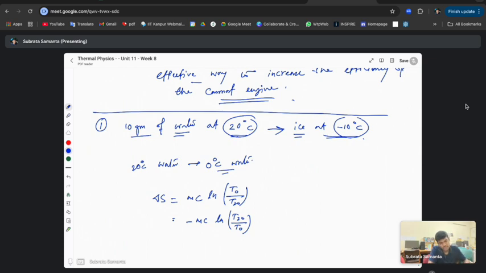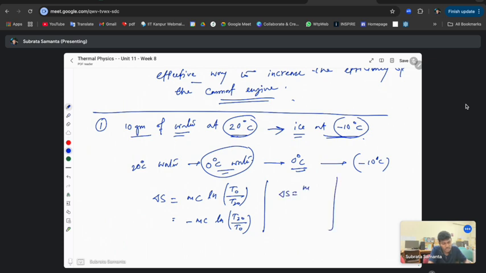Then you change the phase, 0 degree ice, and then 0 degree ice to minus 10 degrees Celsius. That is again the same formula, but in the middle step delta S is basically m times latent heat over T naught. In this case there is no change in temperature.